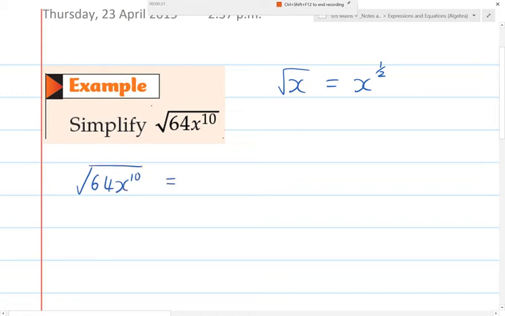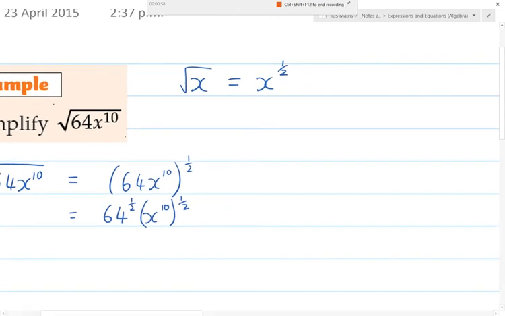Then we'll write the stuff inside the square root in a set of brackets, and we'll write a power of half instead. The reason we can do that is because then we can apply the power of a half to the number part and also to the algebra part. So applying it to the number part, we'll write 64 to the power of a half, and then x to the power of 10, and we'll take that to the power of a half.